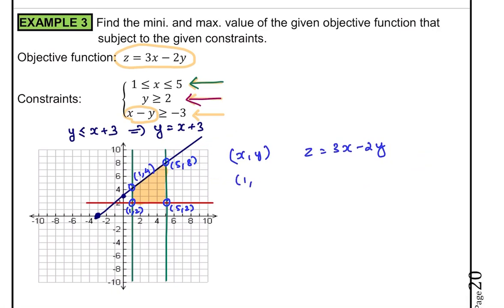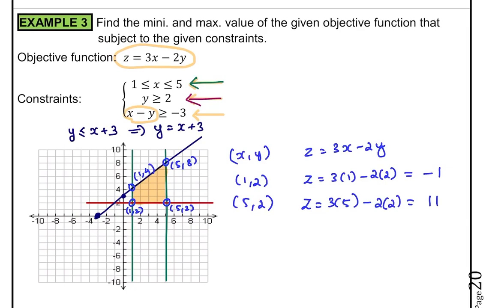What I have here is my x comma y, with four points, and I have my z, which is equal to 3x minus 2y. If I take a look at 1 comma 2, that's going to give me z is equal to 3 times 1 minus 2 times 2, which is a negative number, that's going to be minus 1. And with 5 comma 2, my z is going to be 3 times 5, which is 15, minus 2 times 2, which is 4, which is going to be 11.